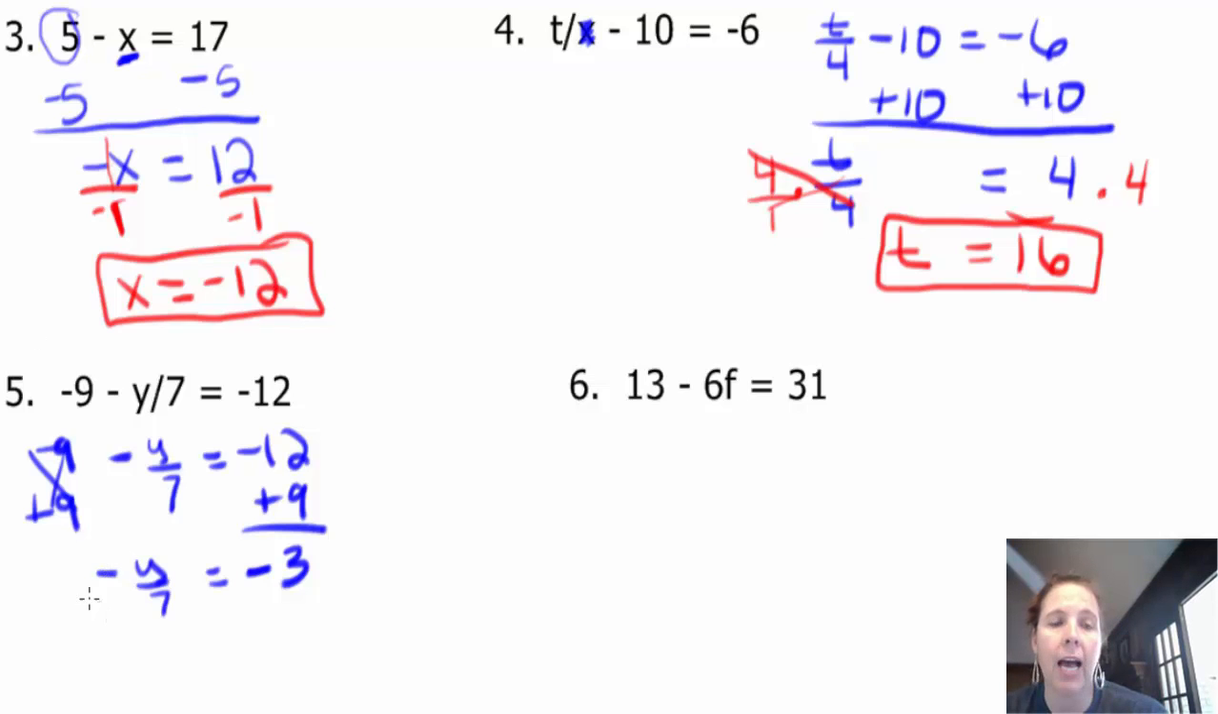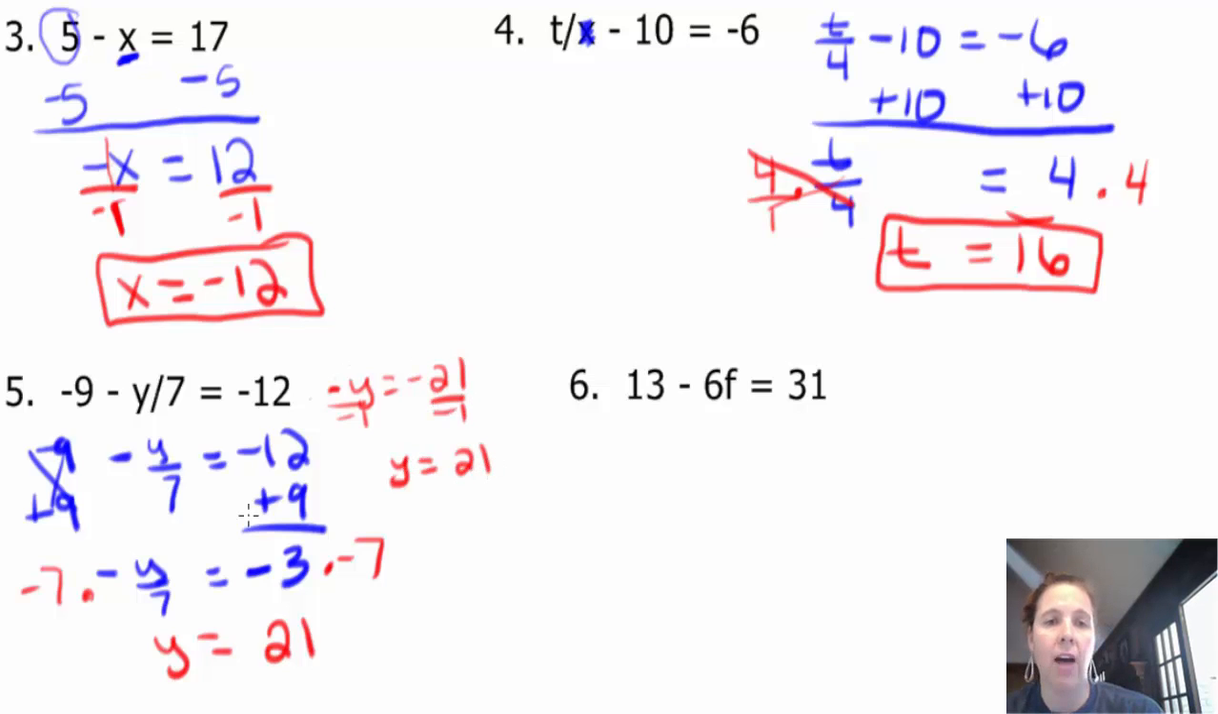Just multiply both sides by negative 7. So y equals positive 21. If you didn't want to do it that way, if you wanted to keep the negative with the y, you would have just ended up with negative y equals negative 21 and then divided by negative 1. So y would equal 21. Either way is fine.